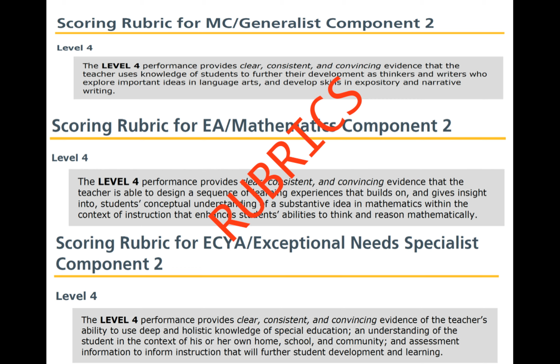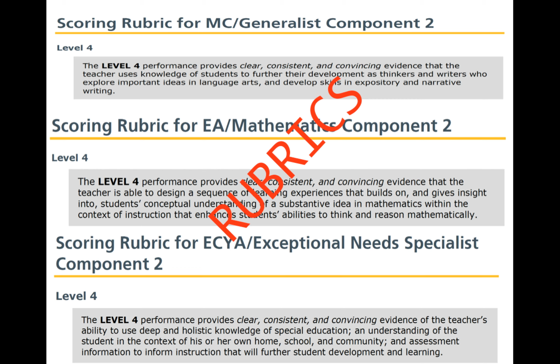And for exceptional needs, the teacher develops deep and holistic knowledge of special education, and it tells you an understanding of the student in the context of his or her home, school, and community, and assessment information to inform instruction for the student.